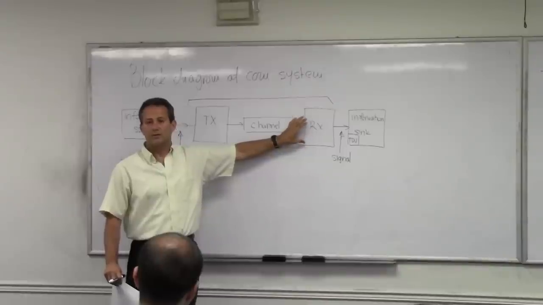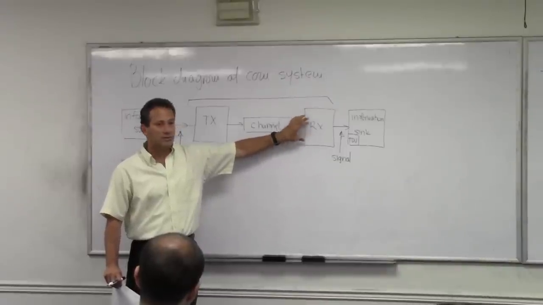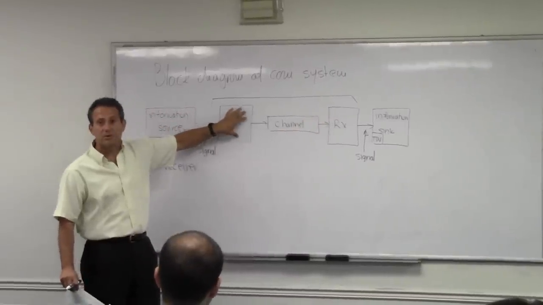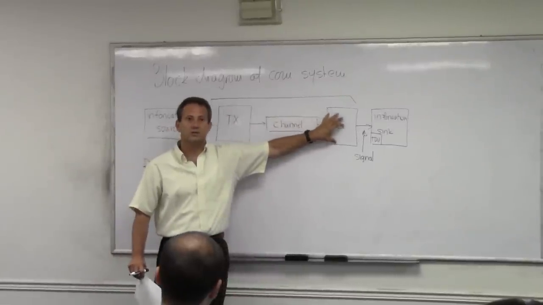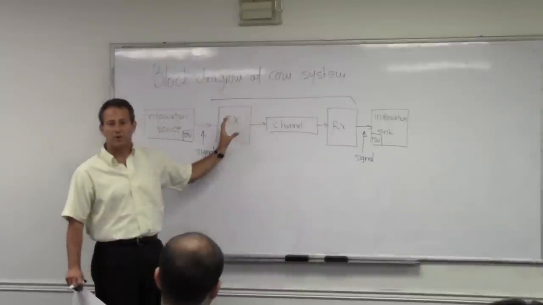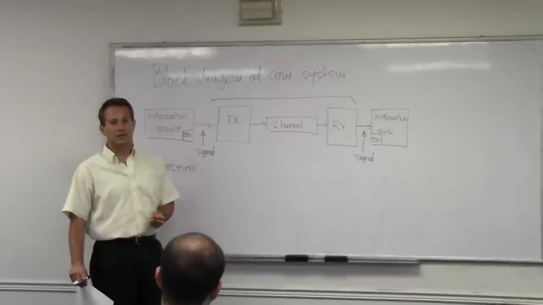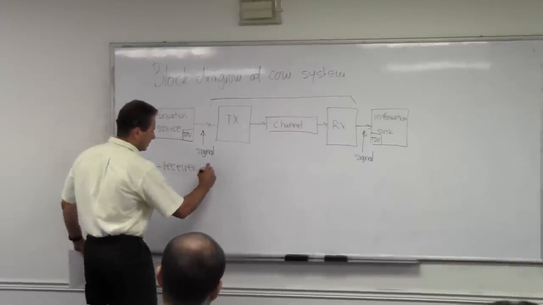In a lot of communication systems, some of the things that the receiver needs to do actually guide part of the transmitter design. So the transmitter does a lot of processing so that the receiver has an easier task at the other end of the communication system.